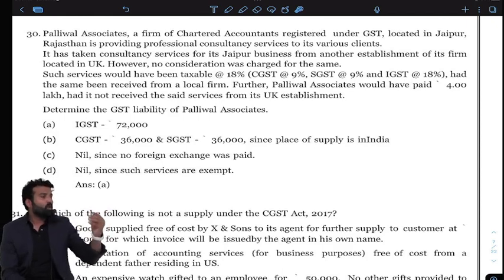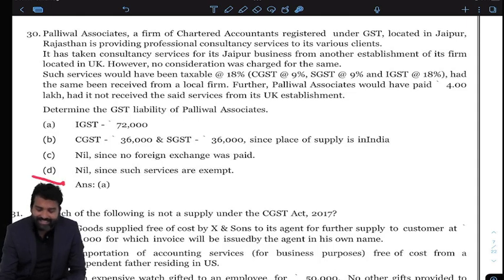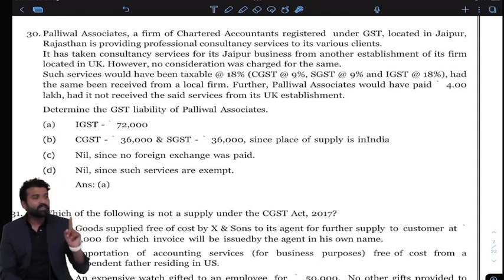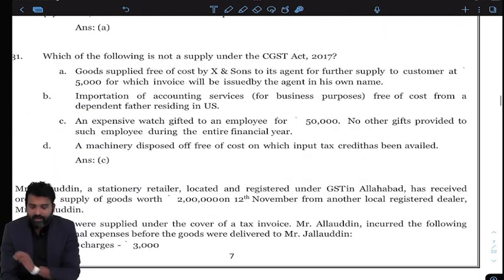Fourth case, import of service from a relative without consideration for business in India. Now the question arises whether IGST will be leviable or CGST, SGST will be leviable. You know why IGST? Because it's import. On import we always have to pay only IGST. So the correct answer is A, IGST.